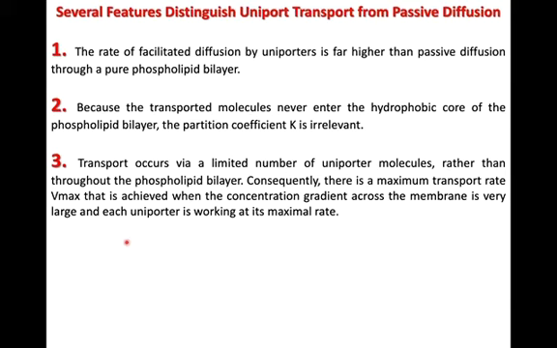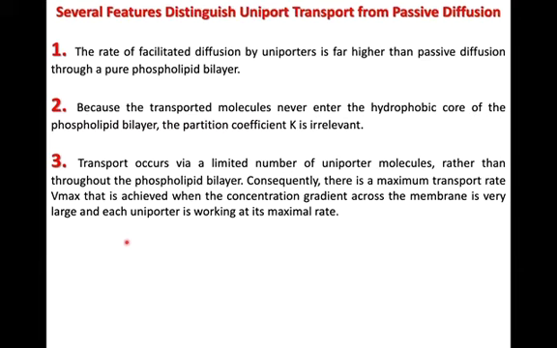The third feature is that the transport occurs via a limited number of uniporter molecules rather than throughout the phospholipid bilayer. In other words, if the molecule passes through the phospholipid bilayer, it can pass from any site all over the cell. But if it passes by a uniporter, the number of these uniporters on the cell membrane is limited, so it can pass only through the uniporter molecules.